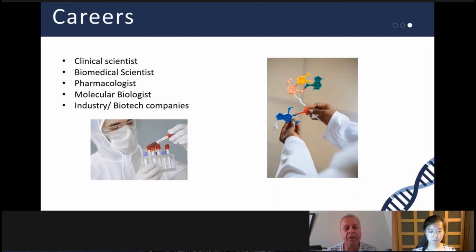You can be a molecular biologist. You study the molecular functions within the immune system in an academic setting at a university, or indeed, of course, in industry, the pharmaceutical industry, as I said before, or in the biotech industry.